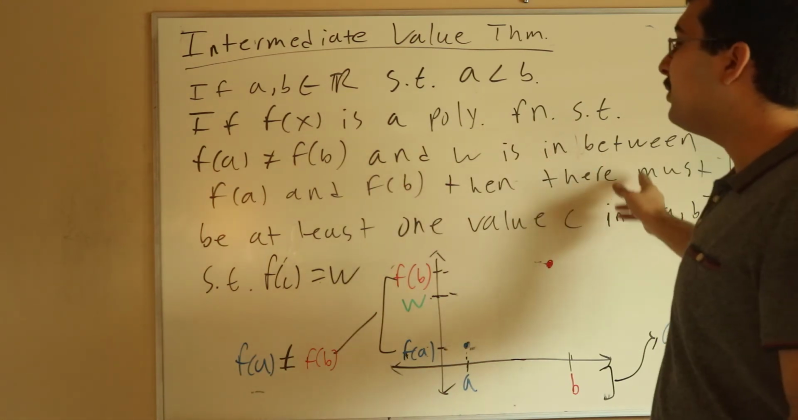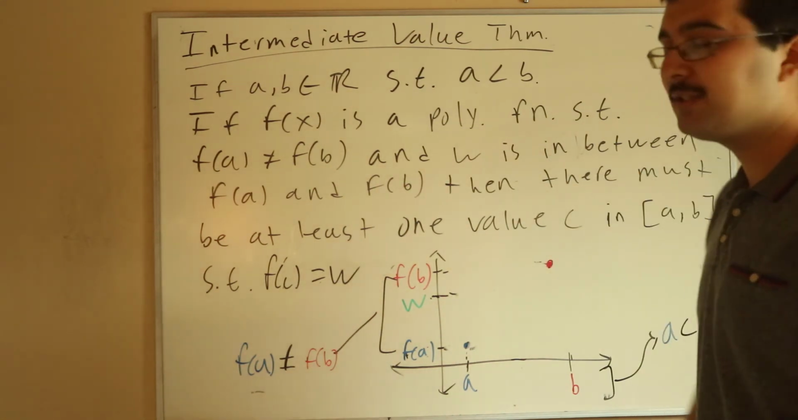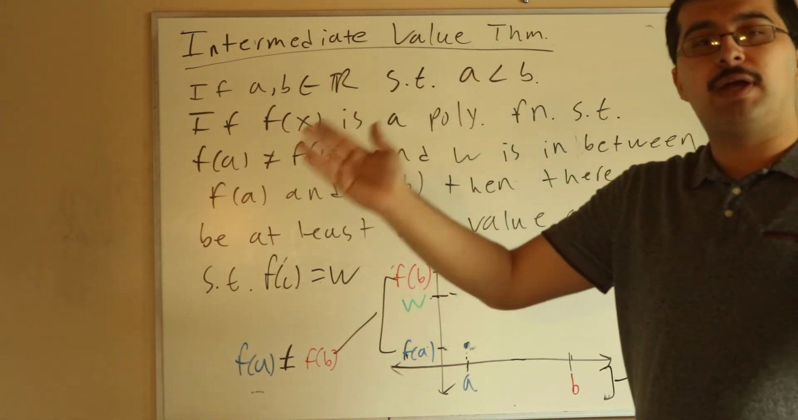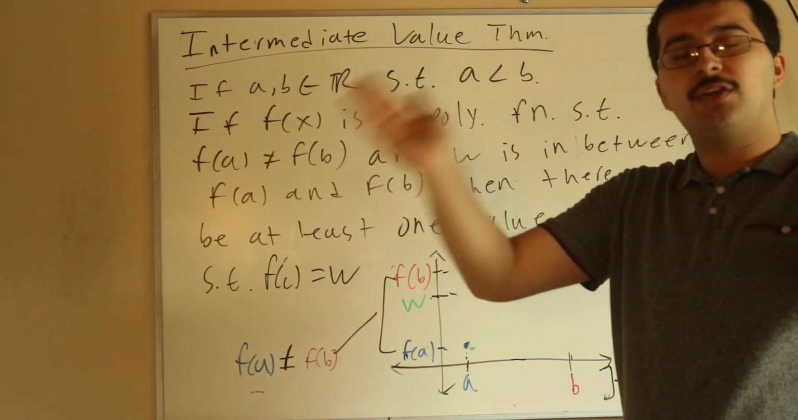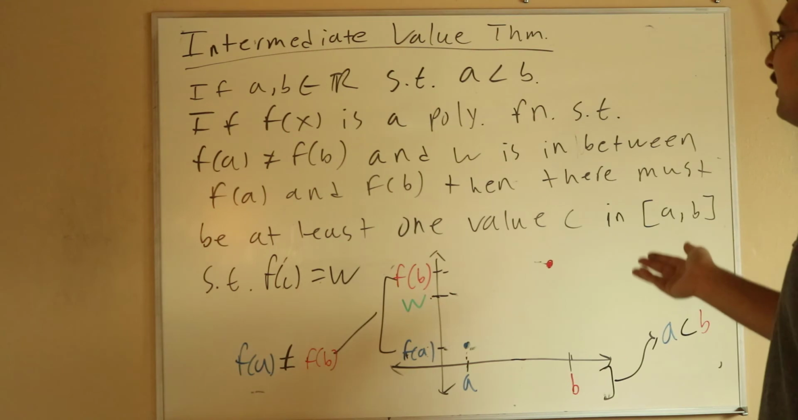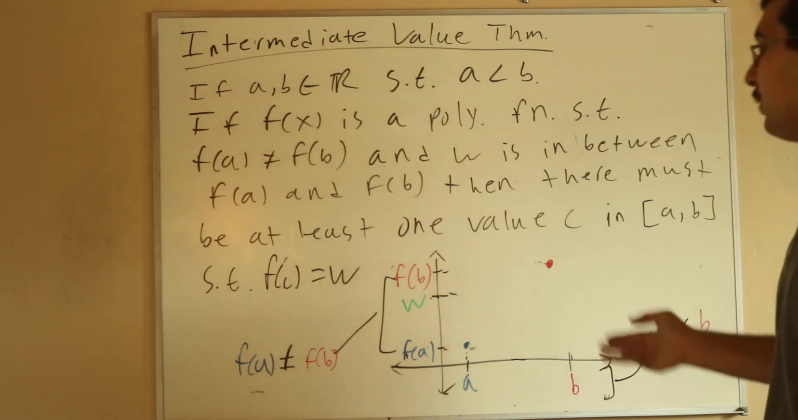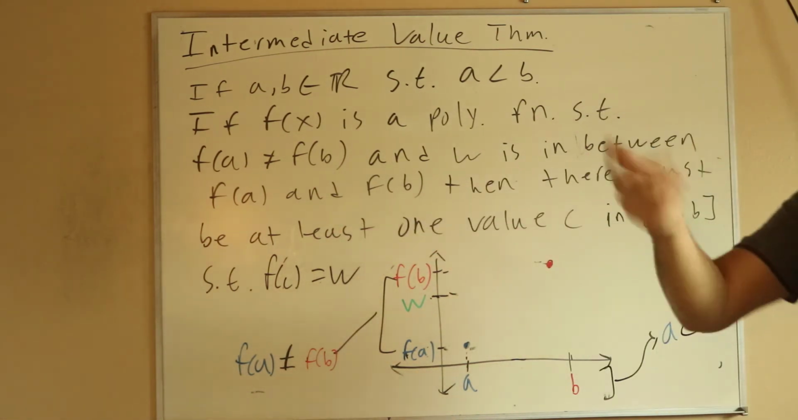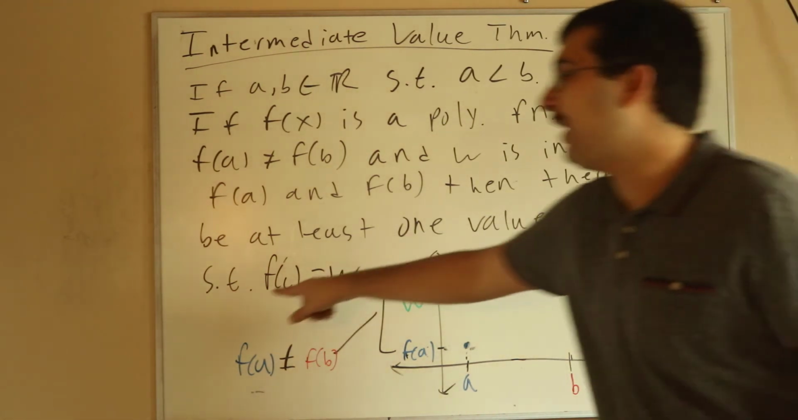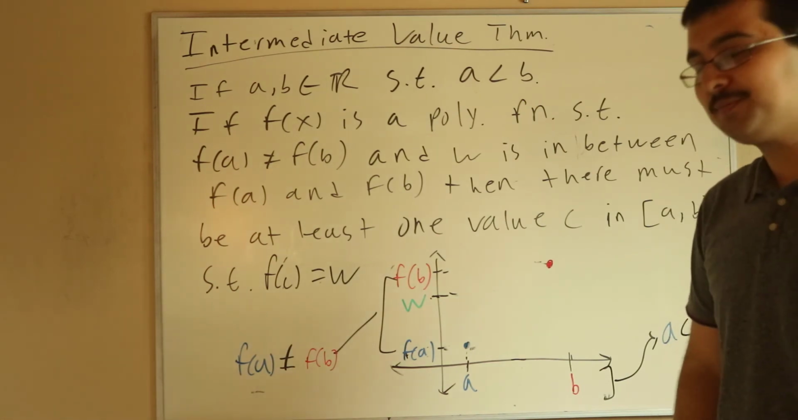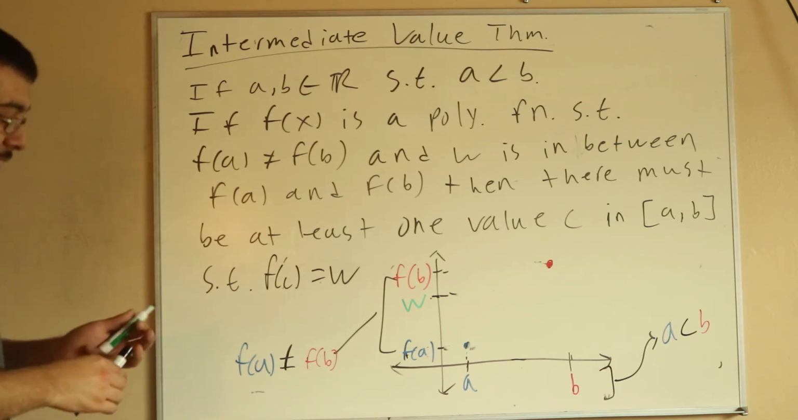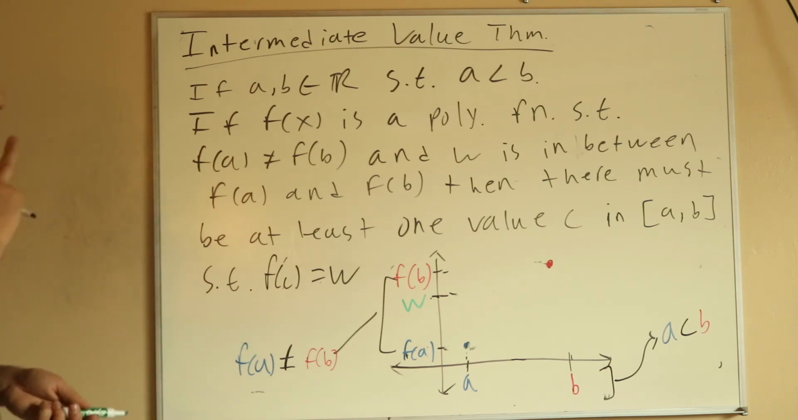And w is a number in between f of a and f of b. Alright, so whatever f of a and f of b may be, since they don't equal, there will exist a number in between them. I'm going to call that w. Then there must be at least one value c, there must exist a c in the interval a comma b, such that f of c equals w.